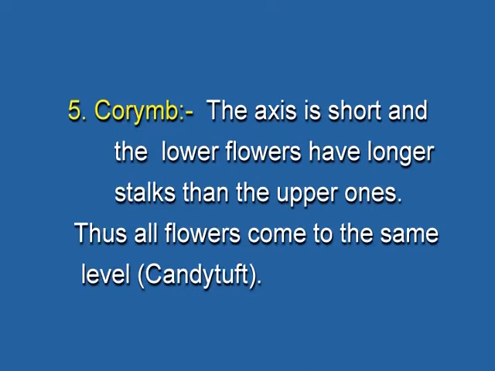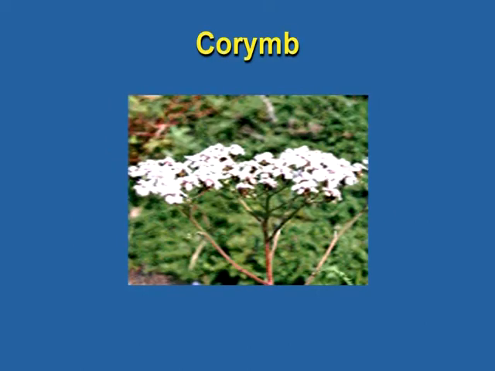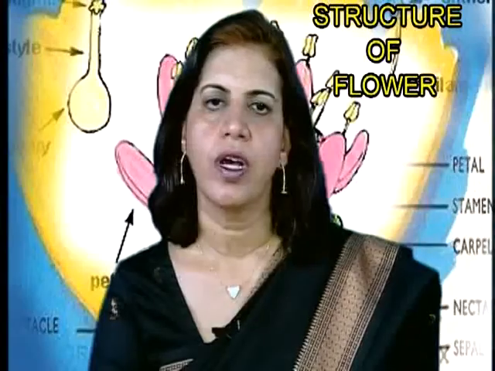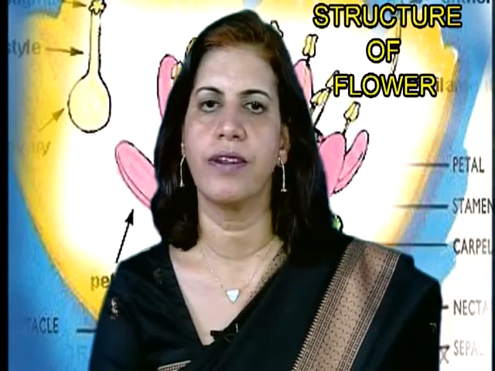Next inflorescence is corymb. In corymb, the axis is short and the lower flowers have longer stalks than the upper ones. That means the upper flowers have short stalk and the lower flowers they have longer stalks. As a result of which all flowers will come to the same level. It is present in candy tuft. We can see it in the diagram in the slide. This is the inflorescence of corymb. All the flowers they have come at the same height.